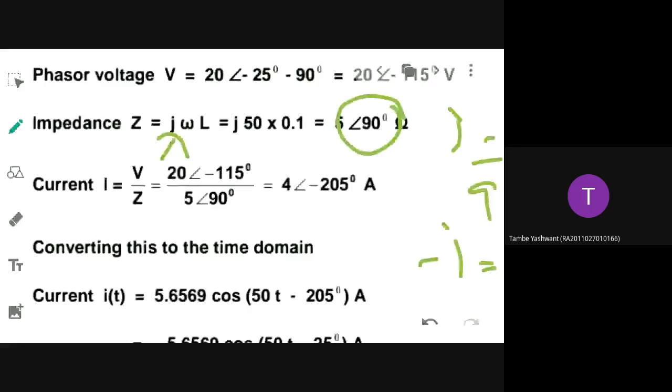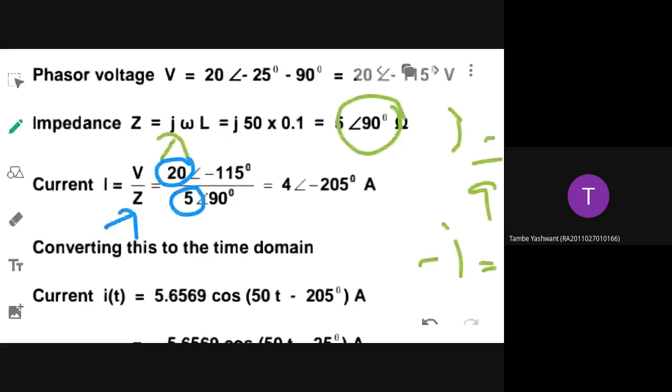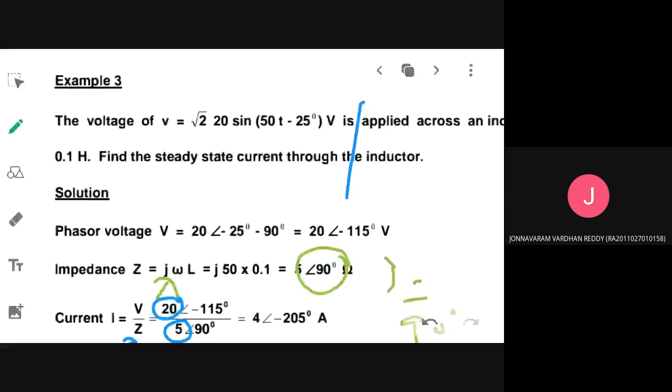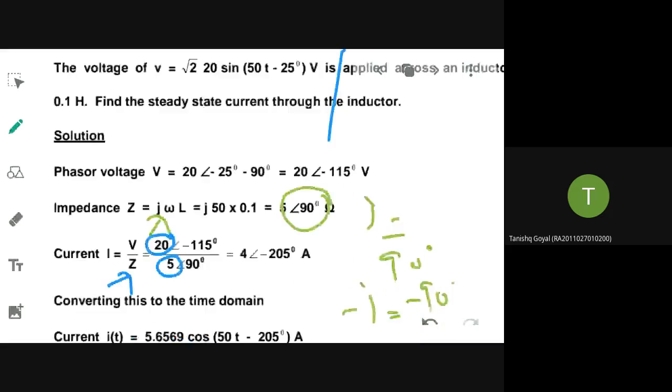Now you have used Ohm's law for finding current. So the magnitude part is 20 for the voltage, and 25 for Z. The angular part is how much angle is given here? Minus 25 degrees. So here for the voltage, they have given minus 25 minus 90.